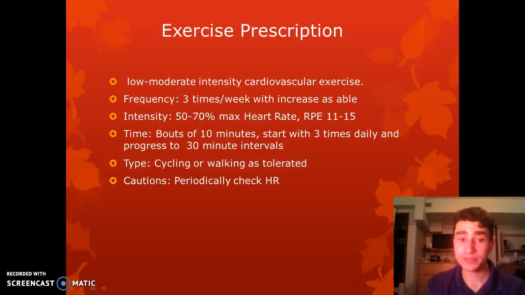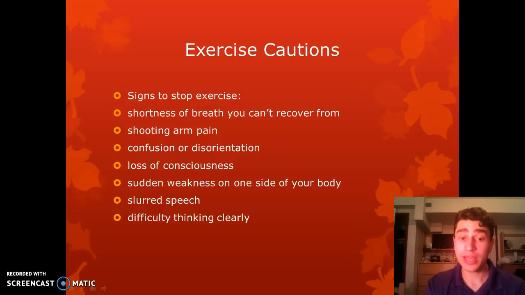The prescription we would give him would be low to moderate cardio exercise, which would increase as necessary, starting at 3 times a week at an intensity of 50 to 70% of his max heart rate, RPE 11 to 15, starting with bouts of 10 minutes of exercise 3 times daily, and progressing into 30-minute intervals as tolerated. We would do cycling and walking, and make sure that he periodically checks his heart rate, and it will increase from there. Any symptoms of disorientation or heart rate issues or anything we talked about before, we would stop immediately.